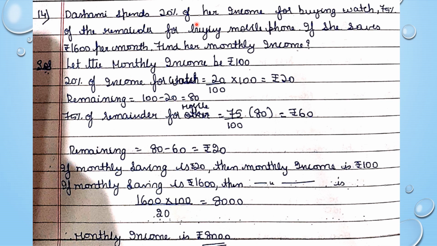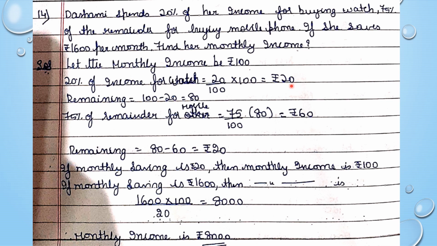Dashami spends 20% of her income for buying a watch, and 75% of the remainder for buying a mobile phone. If she saves rupees 1600 per month, find her monthly income. You don't know the monthly income, so it is taken as 100. In 100 rupees, 20% of the income is used only for buying the watch. So 20% is written as 20 by 100 into the monthly income, that is 100. So 20 rupees is used to buy the watch.